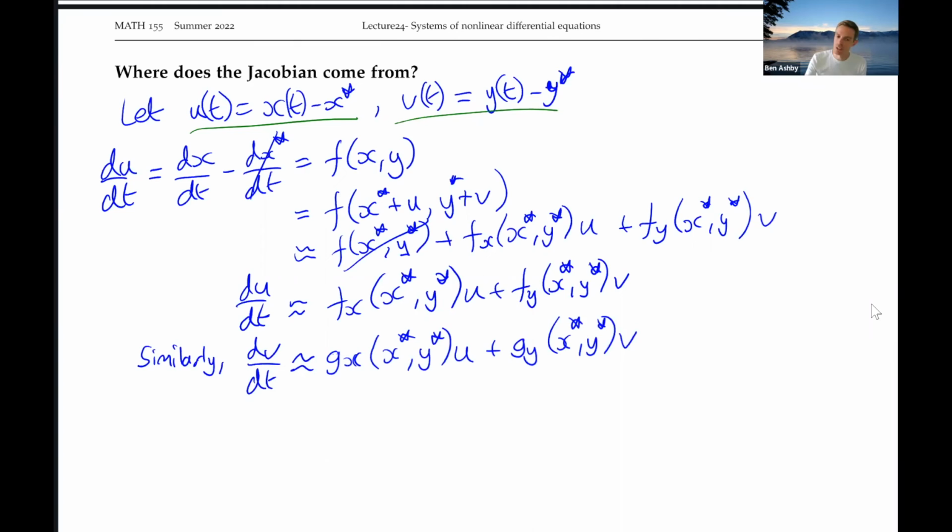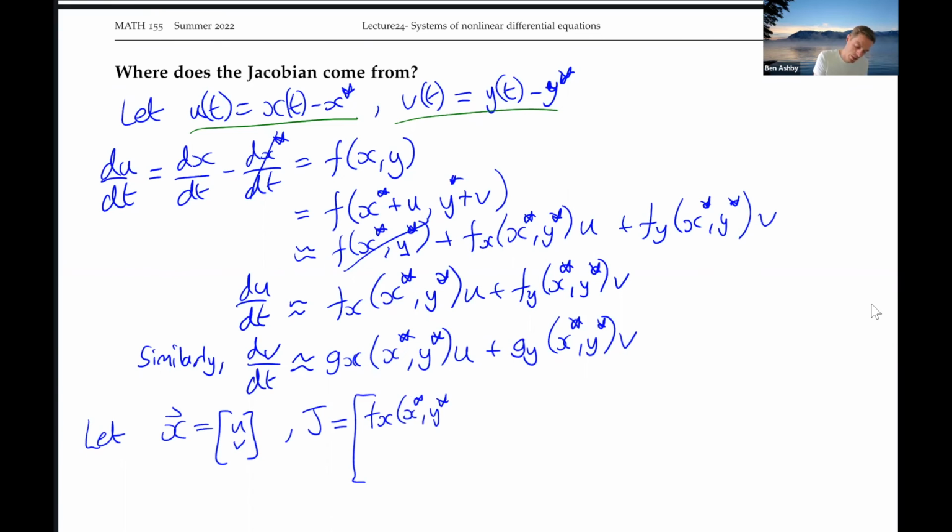Now at this point, hopefully you might realize that this looks a little bit like some things that we've looked at before in a slightly more complicated way. This is just a linear system. So if we let, I'm going to call it the vector x equal (u, v), and J equal f sub x at x star, y star, f sub y at x star, y star, g sub x at x star, y star, and g sub y at x star, y star.